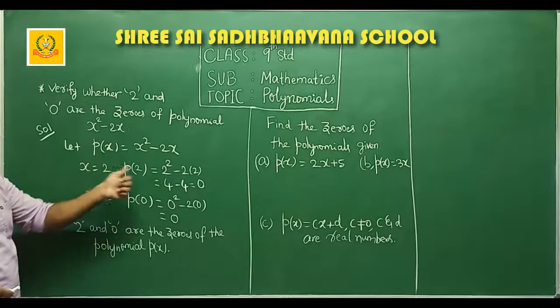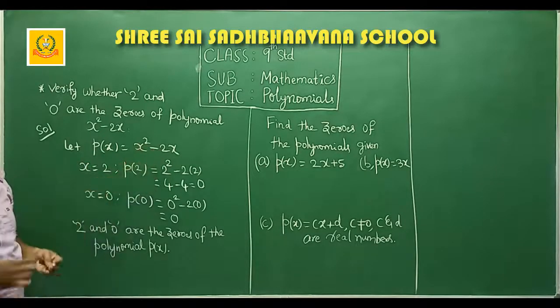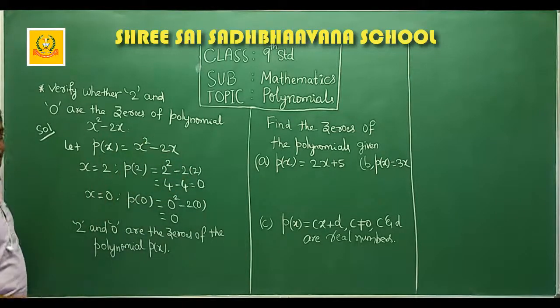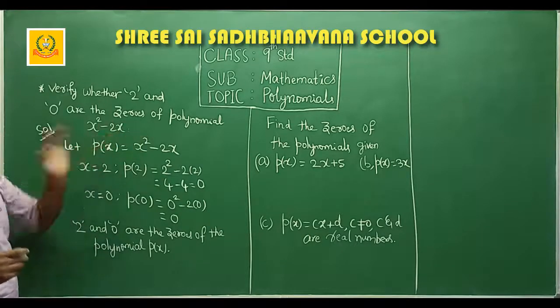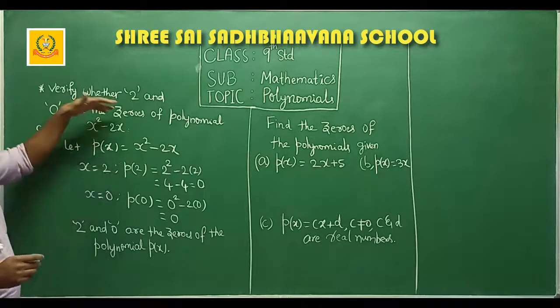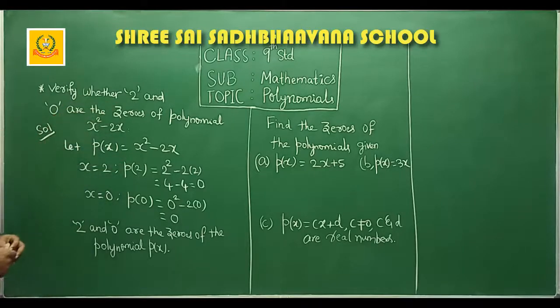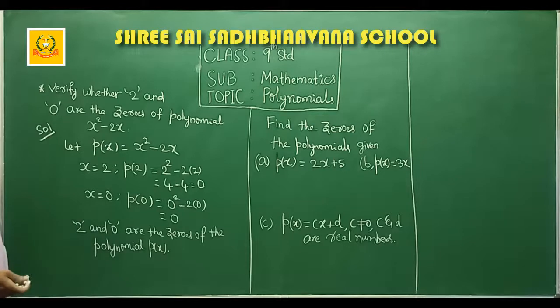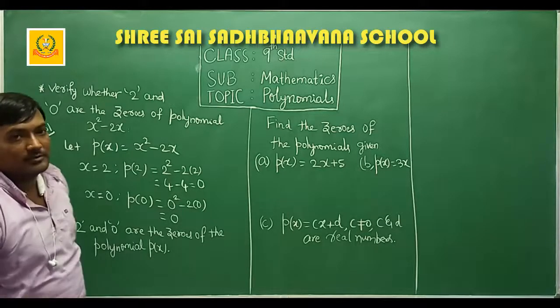So p of x will become p of 2. Wherever x is there, you substitute 2. So 2 square minus 2 into 2, which will give you 4 minus 4, 0. So when you substitute x is equal to 2, you are getting 0. Then we can consider x is equal to 2 as a zero of this polynomial. Similarly, when you substitute x is equal to 0, we are getting 0. So these two are considered zeros of the polynomial x square minus 2x.